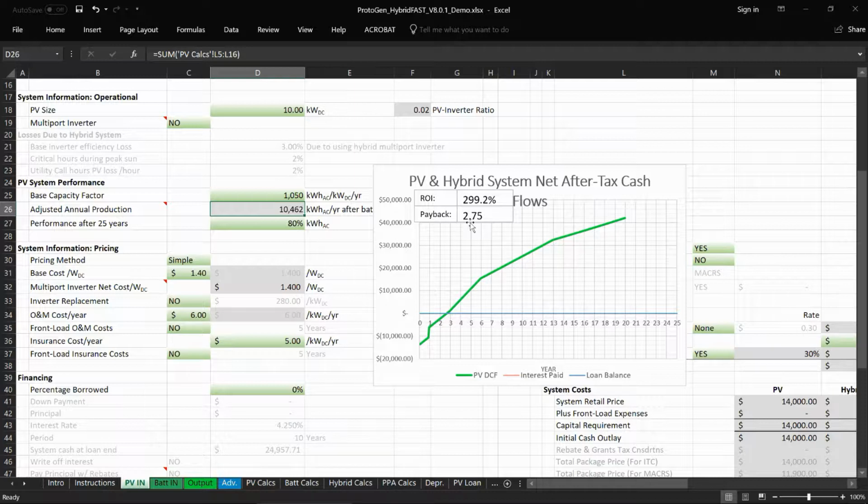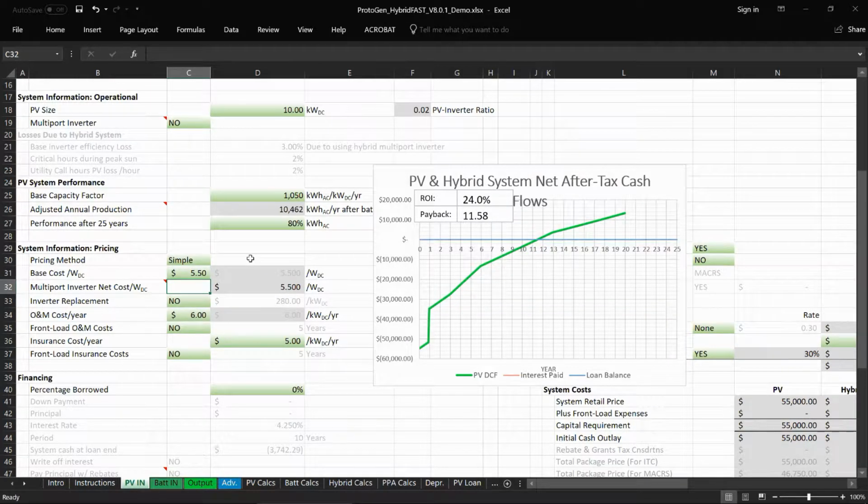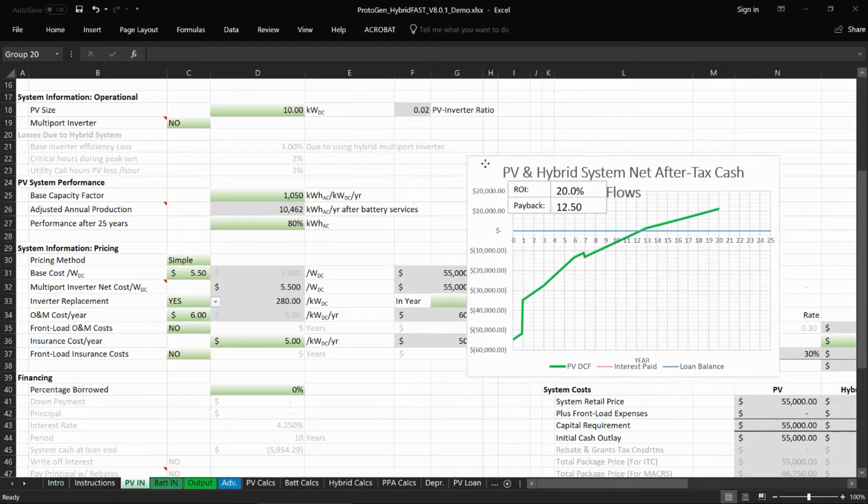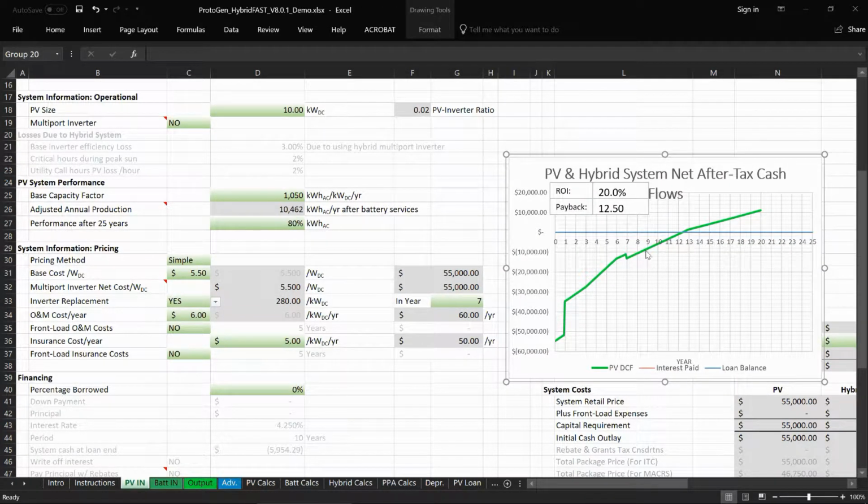It's paying back in 2.75 years. And let's increase the price to something more reasonable, $5.50 per watt. Now we've got an ROI of 24%, a payback of 11 years. Not horrible, but we can do better. We'll put an inverter replacement in because we're being thorough. And that's going to happen in year 7. So you can see that tick appear here where the homeowner would have had to buy a new inverter.